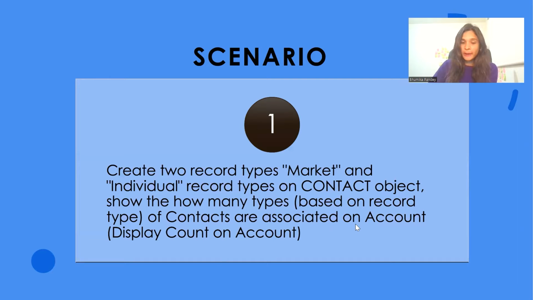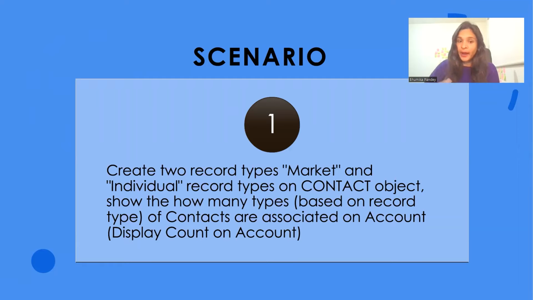So basically, the scenario is something like, for example, let me give you an example so you'll get a better idea. Let's say I have created an account, right? And on that account, I am creating multiple contacts because I can associate multiple contacts on the same account, right? So let's say I have created 5 contacts on one account, okay? And out of those 5 contacts, I have 2 contacts which are of record type market, and the other 3 contacts I have created by choosing record type as individual, all right?